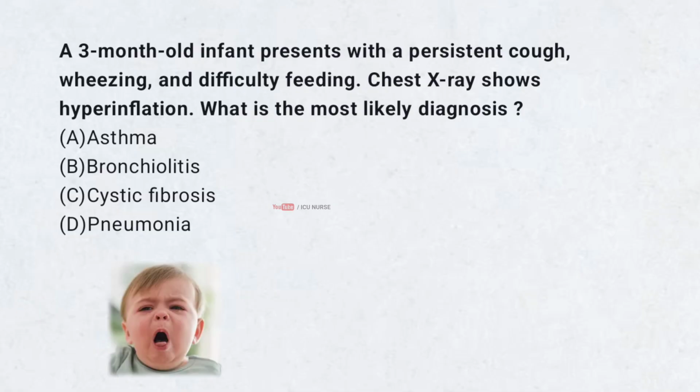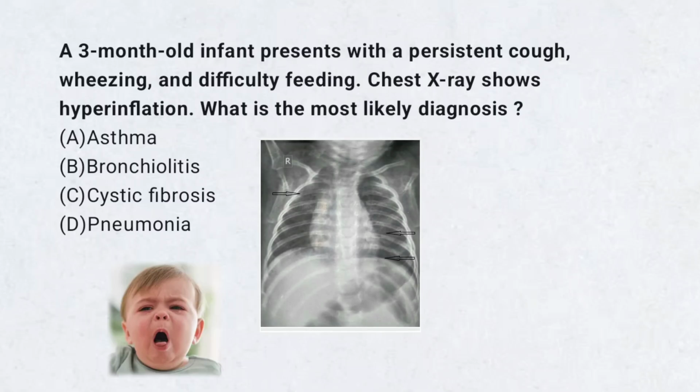A 3-month-old infant presents with a persistent cough, wheezing, and difficulty feeding. Chest X-ray shows hyperinflation. What is the most likely diagnosis? A. Asthma. B. Bronchiolitis. C. Cystic fibrosis. D. Pneumonia. Correct answer B. Bronchiolitis.